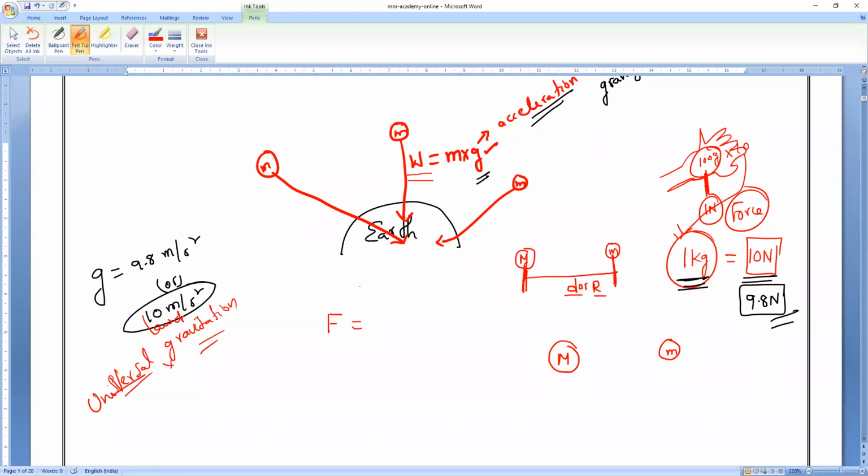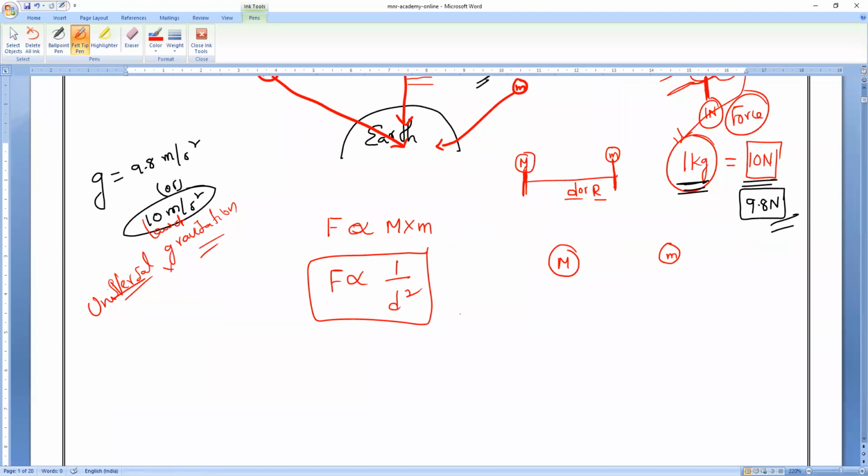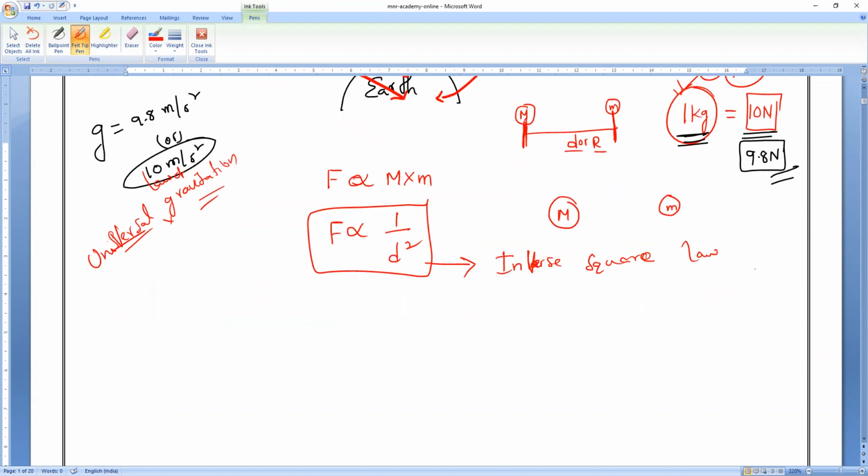Universal law of gravitation says that F is directly proportional to the product of masses, and F is inversely proportional to the square of the distance between their centers. This we used to call the inverse square law. Am I right, Pradosh? 9th class. So that is the reason 9th class is the foundation for 11th class physics.